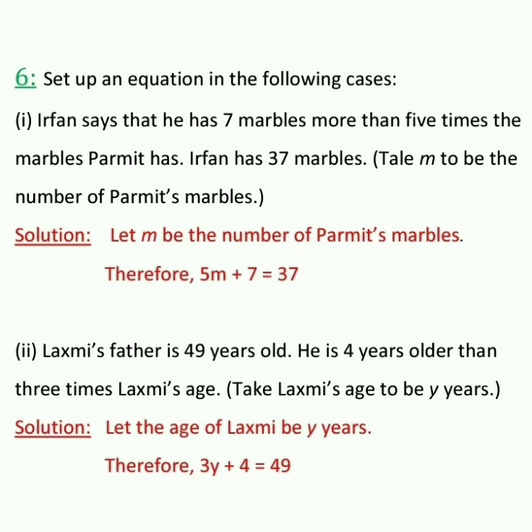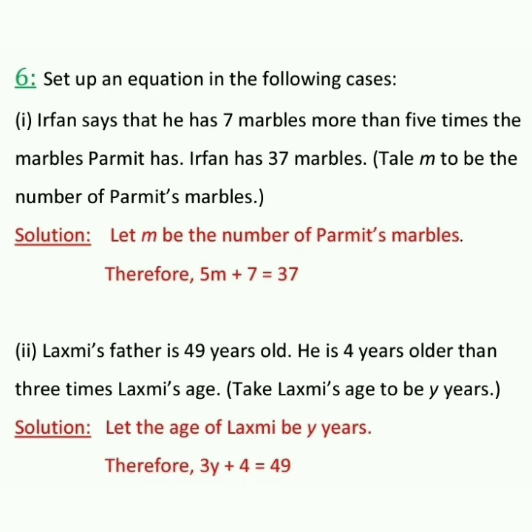Set up an equation in the following cases. First one, Irfan says that he has 7 marbles more than 5 times the marbles Parmit has. Irfan has 37 marbles. Take m to be the number of Parmit's marbles. The solution: let m be the number of Parmit's marbles. Therefore, the equation is 5m + 7 = 37.